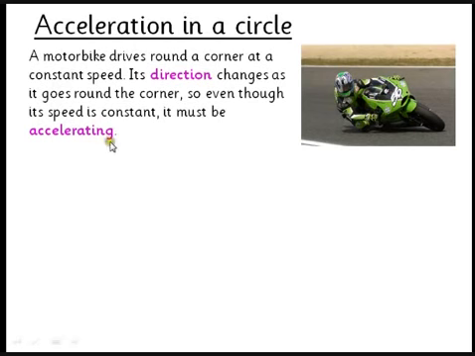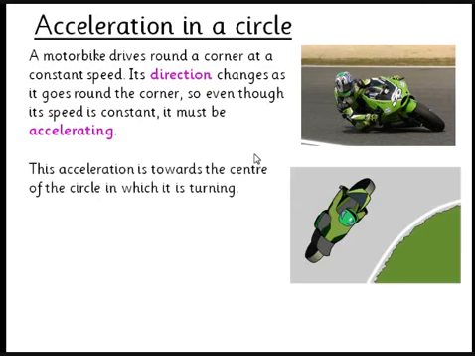If you remember from year 10, your definition of acceleration is when velocity is changing. Now, velocity involves speed as well as direction, so it's speed in a certain direction. So something going in a circle is undergoing a constant change of direction, even though its speed is constant. Now, this acceleration is towards the centre of the circle in which it's turning.